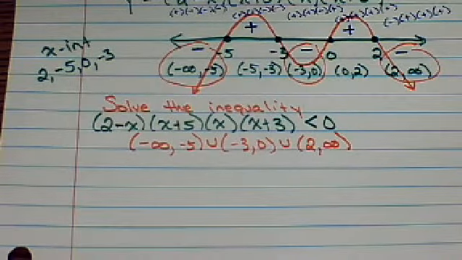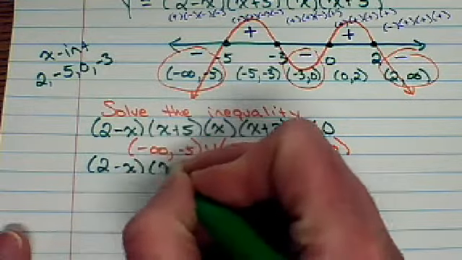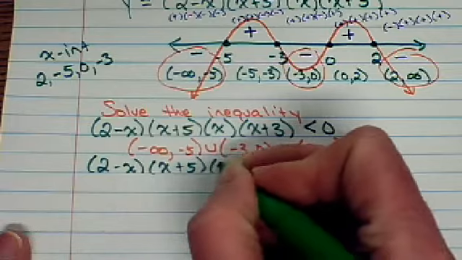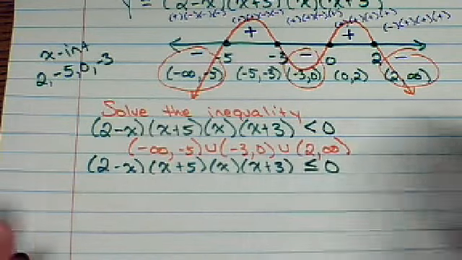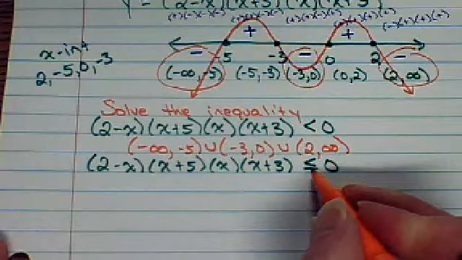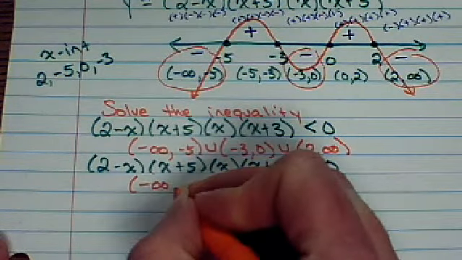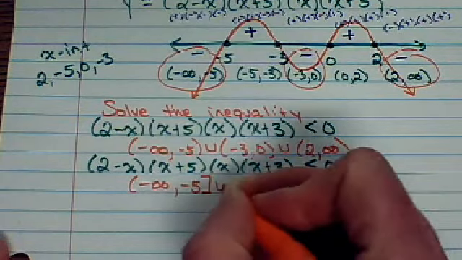Now I'm going to change the problem. What if it had said that we wanted to know when this function was less than or equal to 0? Now it's the same intervals because we're talking about less than, but because it says less than or equal to, we're going to include those endpoints. So we're changing those endpoints to brackets.